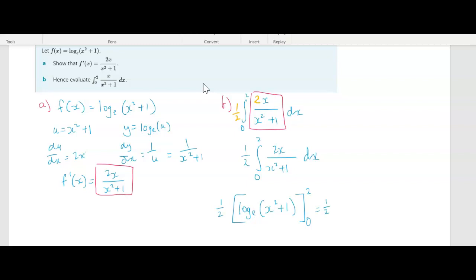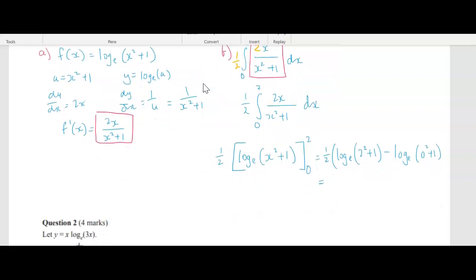And do it down here. Half log base e, substitute in the 2, and then minus log base e of 0 squared plus 1. Scroll down a bit, just make sure I've substituted that correctly because I felt like that was very quick. Alright, so we've got half log base e of 5 minus log base e of 1.